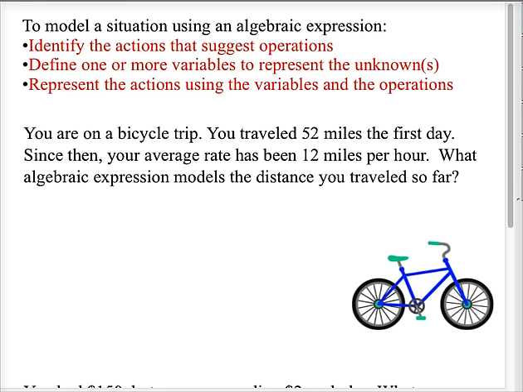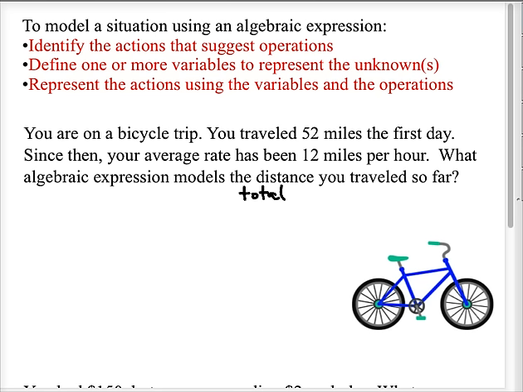So you're on a bicycle trip. You've traveled 52 miles the first day. Since then, your average rate has been 12 miles per hour. What algebraic expression models the distance you've traveled so far? Now, there's one thing I would add to this, just mentally to help you. What you're really looking for is the total distance. So even though it's not written there, it's kind of the idea of reading between the lines, right? You want the total distance.